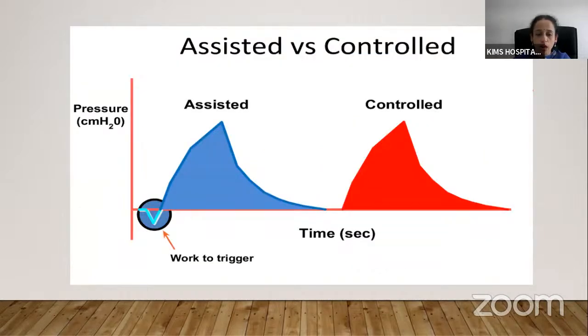If there is a small negative deflection before the beginning of the ventilator breath, it is assisted ventilation. So the baby is taking a spontaneous effort over here, and then the trigger is sensed by the flow sensor, and then the ventilator gives the breath. This is the assisted ventilation. This is completely controlled ventilation, where the baby has not given the trigger and the ventilator is giving the breath.